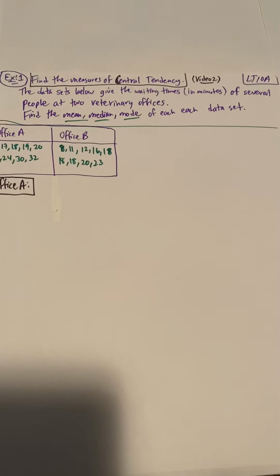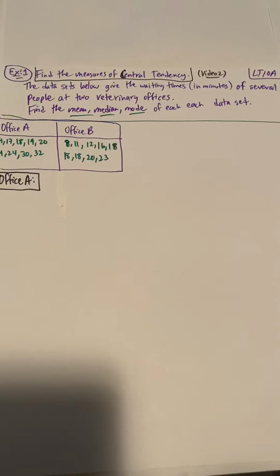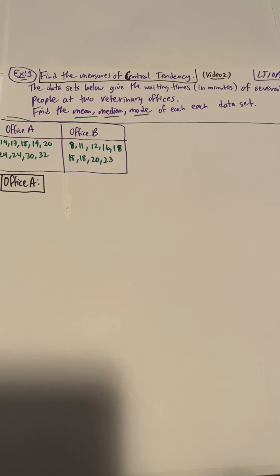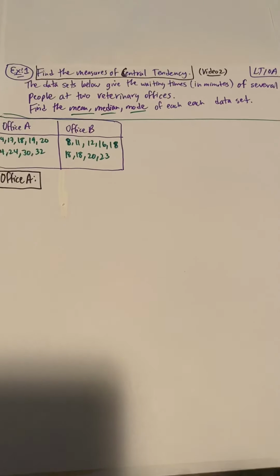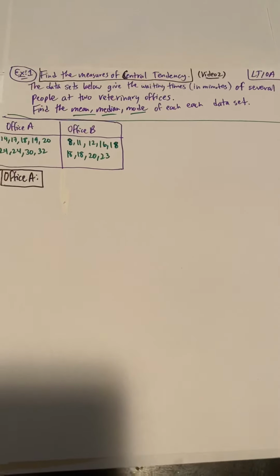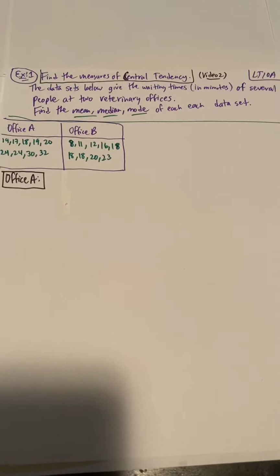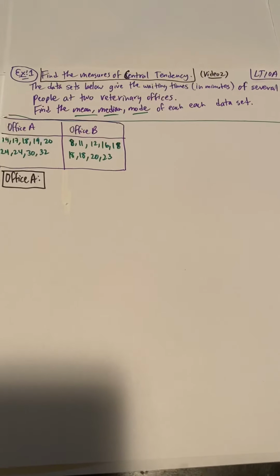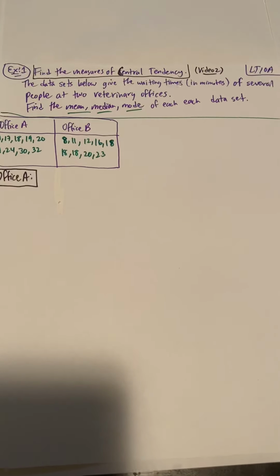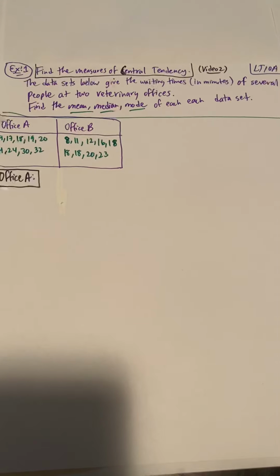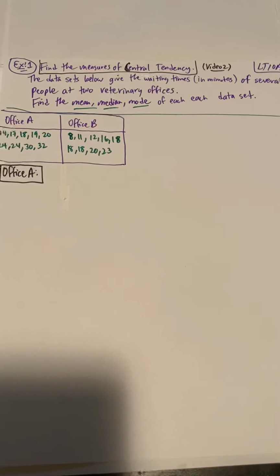All right, this is video number 2, everyone, on Learning Target 10A. We're going to continue with finding measures of central tendency. This is our first example. Please note that this example we're going to be using for the rest of the other problems that we're going to do in terms of the other measures of dispersion and whatnot. So please make a note of that.